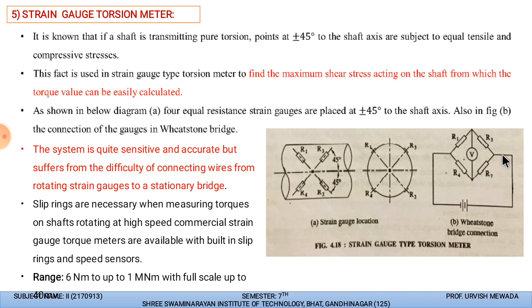the strain gauge arms. It is known that if the shaft is transmitting pure torsion, points at plus or minus 45 degrees to the shaft axis are subjected to equal tensile and compressive stresses. As we already discussed, whenever the shaft rotates, the weight of the shaft doesn't allow the rotation.